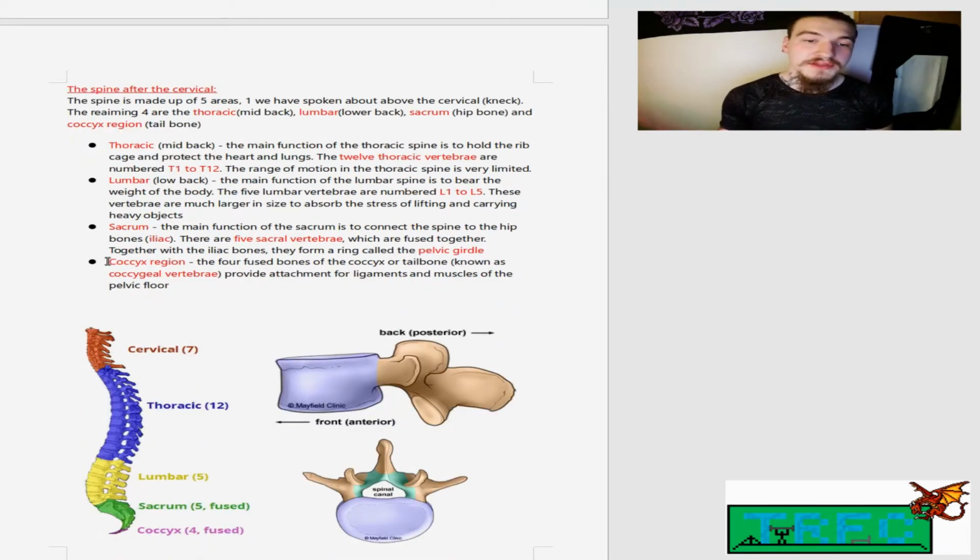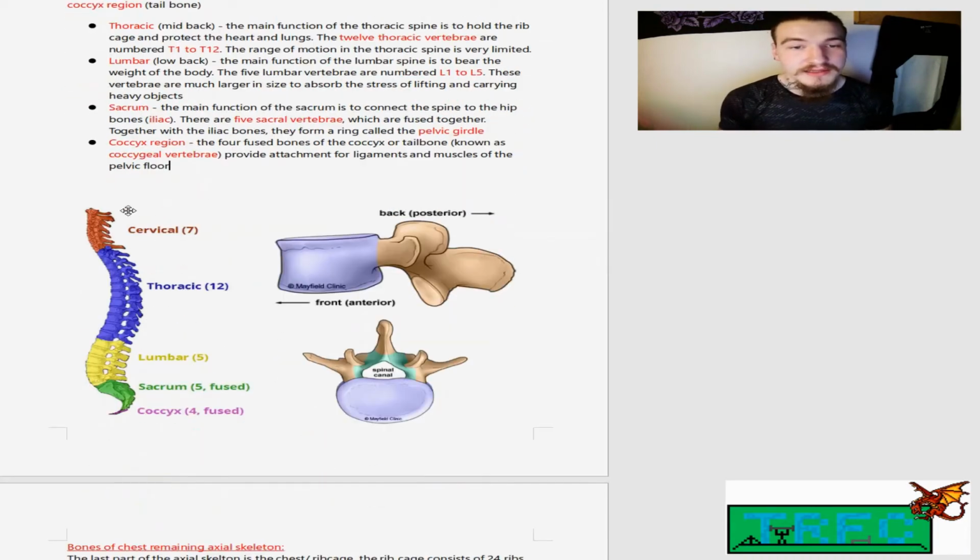And lastly, for the spine, we've got the coccyx region. Now again, these are 4 fused bones of the coccyx or tailbone, known as the coccygeal vertebrae. Now what this does is this provides attachments for ligaments and muscle for your pelvic floor.